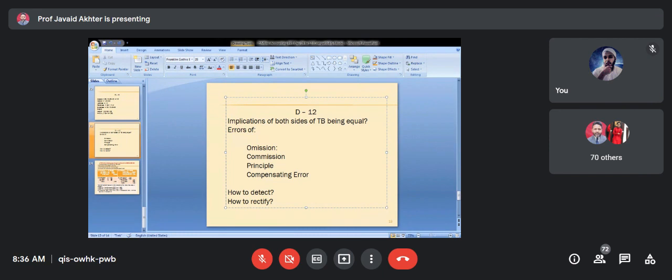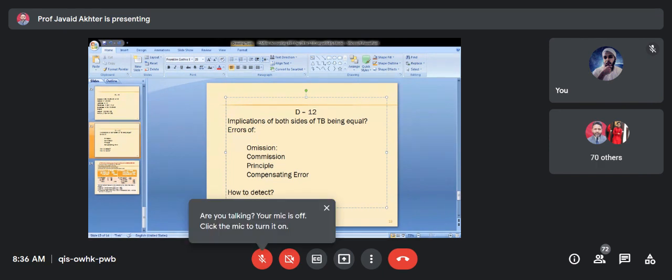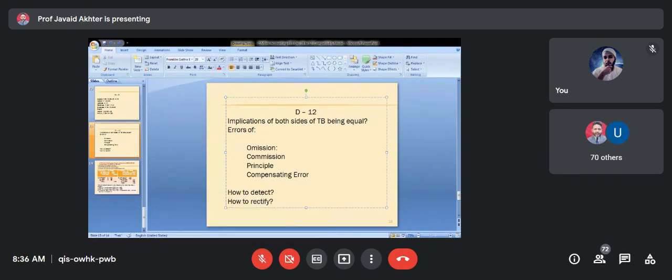For example, error of omission. How to rectify? Whenever we get to know, we can make an entry then. Simple, very simple. You are absolutely right, whenever you get to know, you make an entry.